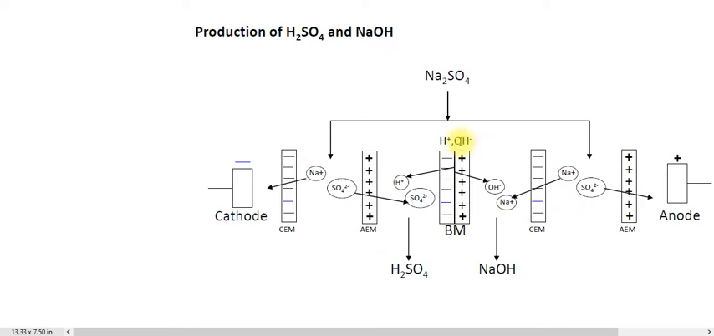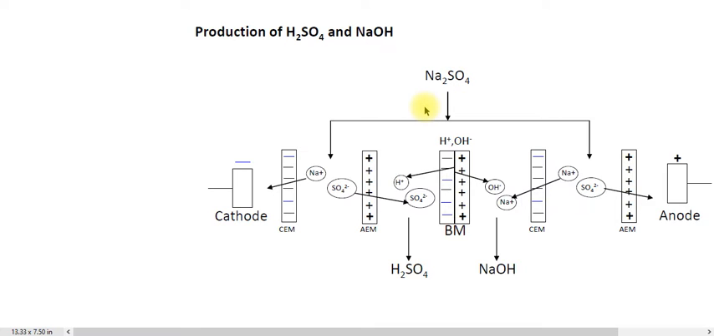Then you have the bipolar membrane, which has different charges at different phases. Then here you have the cation exchange membrane, and then again the anion exchange membrane. Now the different chambers are filled with a solution of Na2SO4 salt.